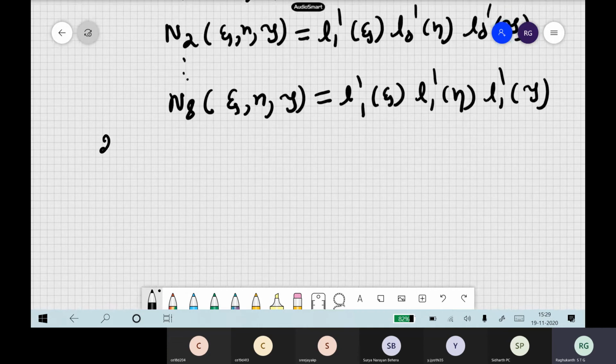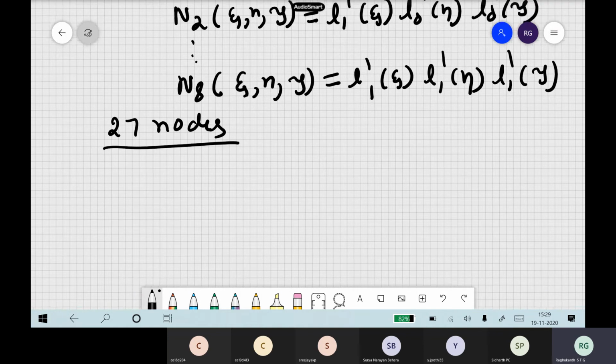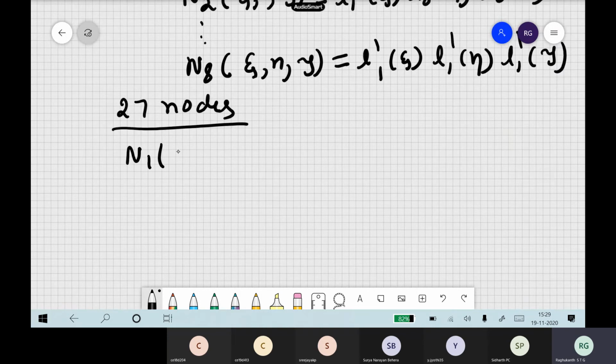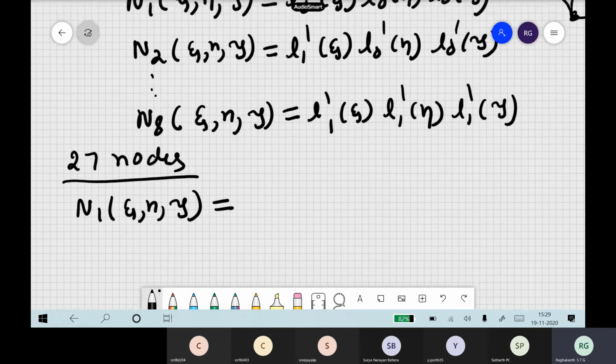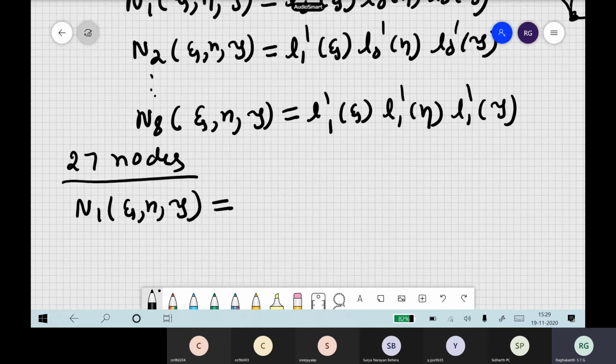Now suppose you have 27 nodes. What will be the shape functions? You will have 27 shape functions. Here also the product will be of 3 only: one is psi, one is eta, and then xi. But what will be the order of this Lagrange? The order will be 2.